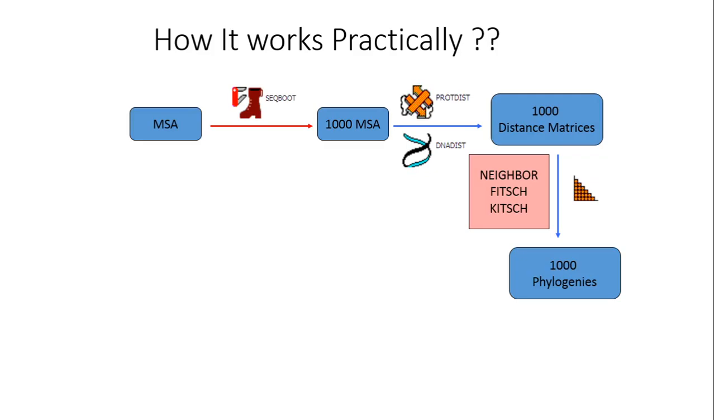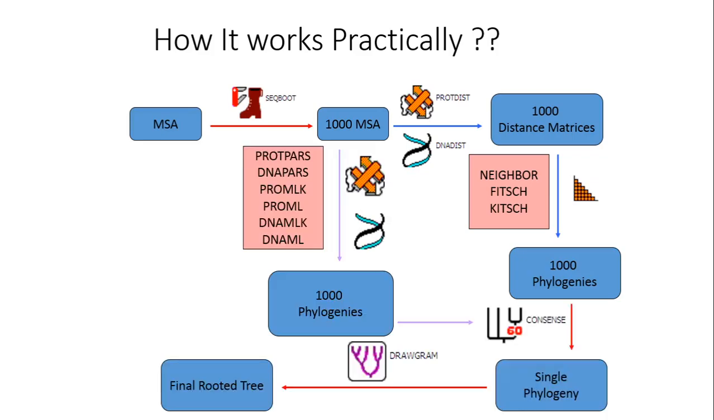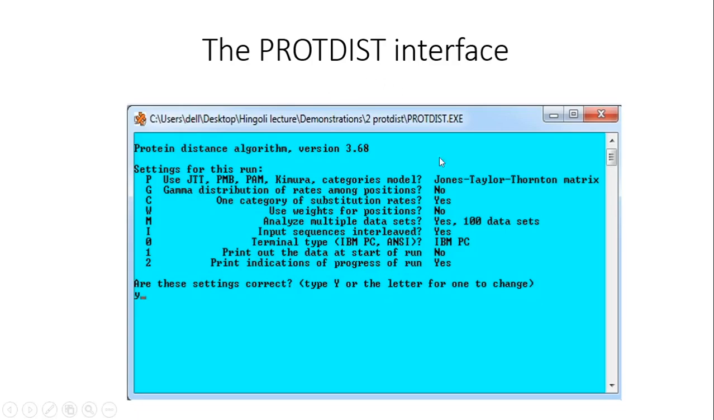This ProtDist program provided us with the evolutionary distances in the form of a distance matrix. We generated 1000 distance matrices in our previous session. Now let me show you how this ProtDist interface looked back then when we used it.